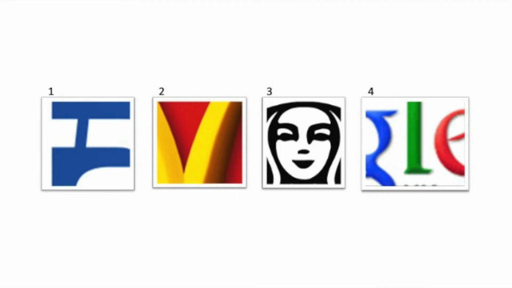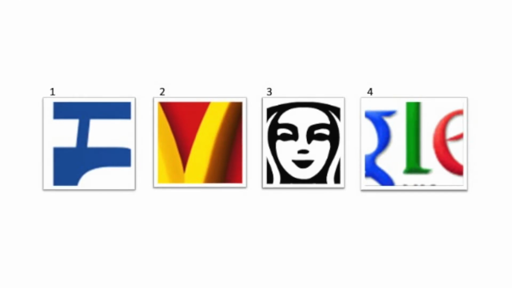So for this first one, we might look at the blue and try to figure out what shape that is, like a sideways H. But really, maybe we should look at the white. Maybe the white is parts of letters.